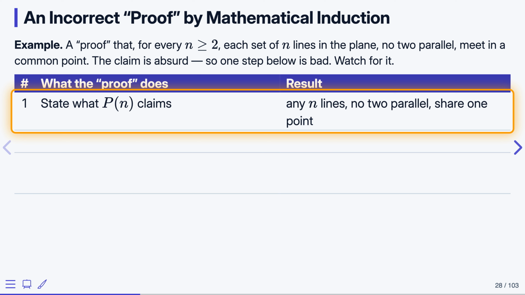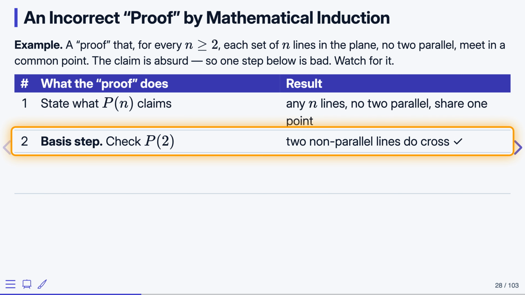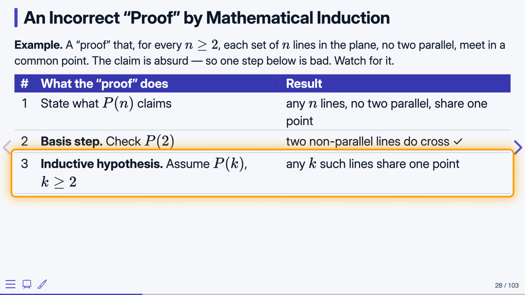Step 1. Write P(n) down. It says that any n lines in the plane with no two parallel all pass through one common point. Step 2. The basis step uses n equal 2. Two lines that are not parallel do cross at one point, so P(2) is true. That part is fine.